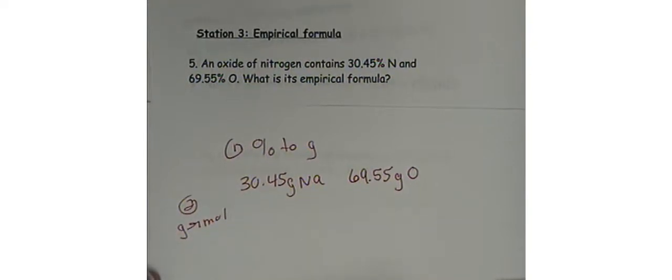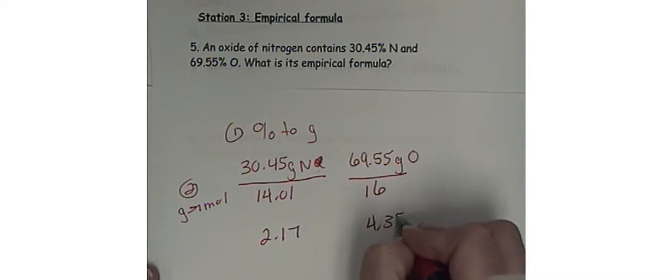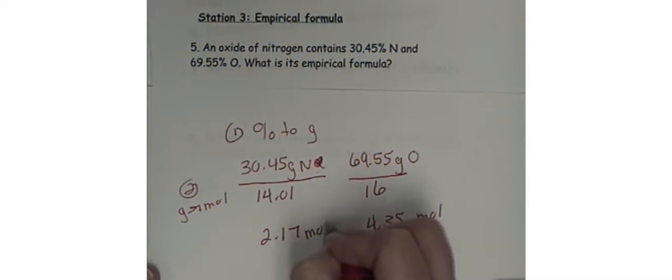In order to do that, you're going to go to the periodic table. That is supposed to be nitrogen, not sodium. You need to look up the atomic mass for each of your elements. The atomic mass of nitrogen is 14.01. The atomic mass for oxygen is 16. Remember, you want 2 places past the decimal, but oxygen is one of the exceptions. So now you divide, and you want to try to get at least 2 decimal places. These are our mole answers.